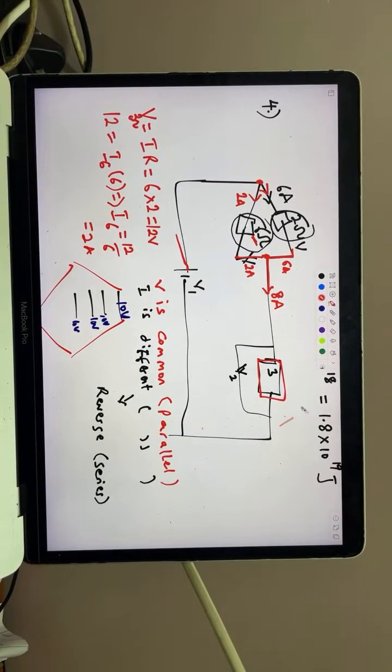So the original V2 which we are looking for, V2 will now be what? The current is 8 ampere now, times what? The resistance is 3. So we have 8 times 3 is 24 volts. So we have been able to get V2 like that. That is 24 volts.